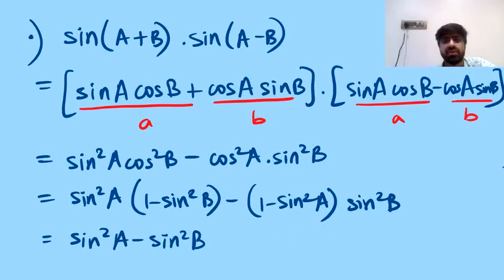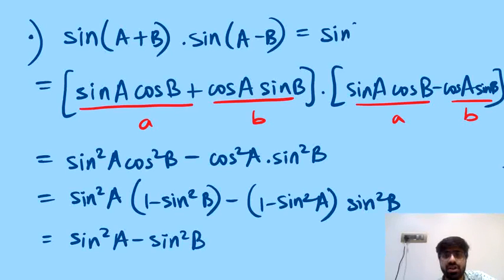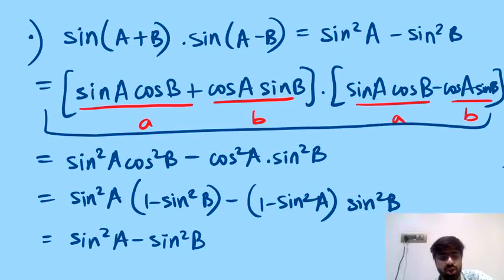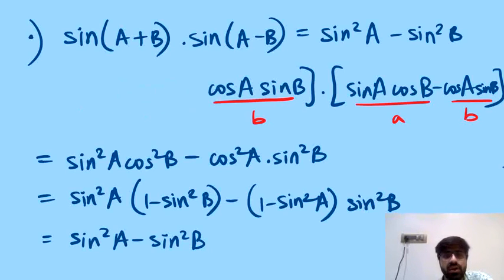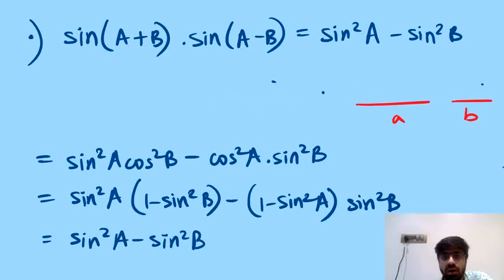And that's the formula that you need to keep in mind, that sine of a plus b into sine of a minus b can be written as sine square a minus sine square b. Like I said, it's not exactly the formula a plus b into a minus b is a square minus b square. That was only the first step in your simplification. But simplifying it further and further finally gave you this formula. So keep in mind that sine of a plus b into sine of a minus b is sine square a minus sine square b.